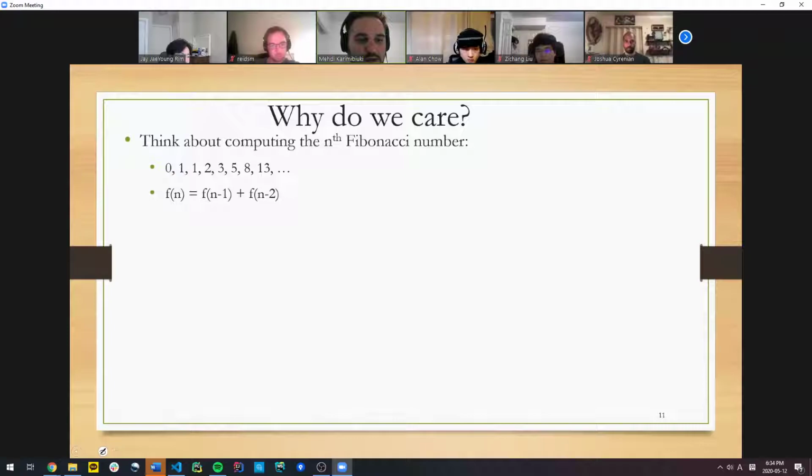3, and then 2 plus 3 is 5. 5 plus 3 is 8. 5 plus 8 is 13, and that's what the Fibonacci number is, right? So that's the algorithm for it, right?